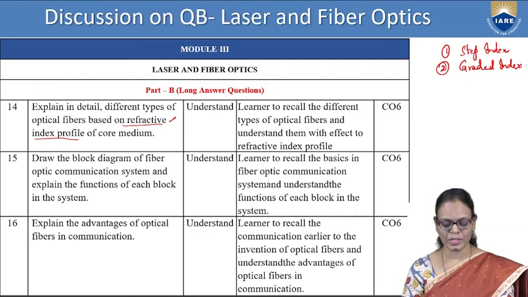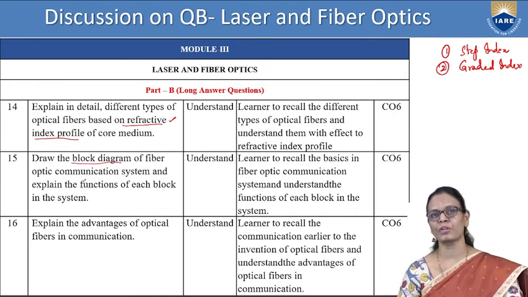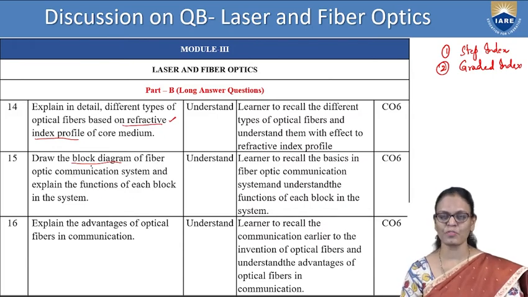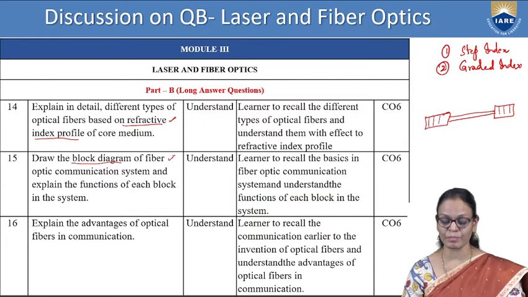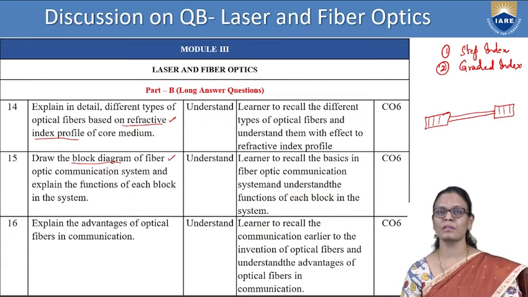Next, draw the block diagram of fiber optic communication and explain the functions of each block. So the entire fiber optic communication system we'll have to explain with the help of a diagram. The major parts are a transmitter, a receiver, and an optical fiber through which the signals will pass. In the transmitter there are different parts and in the receiver you have different parts, showing how the signal is being transmitted. For the entire block diagram, you can refer to the video on block diagram of optical fiber communication. You can find the video and then understand how to explain that.